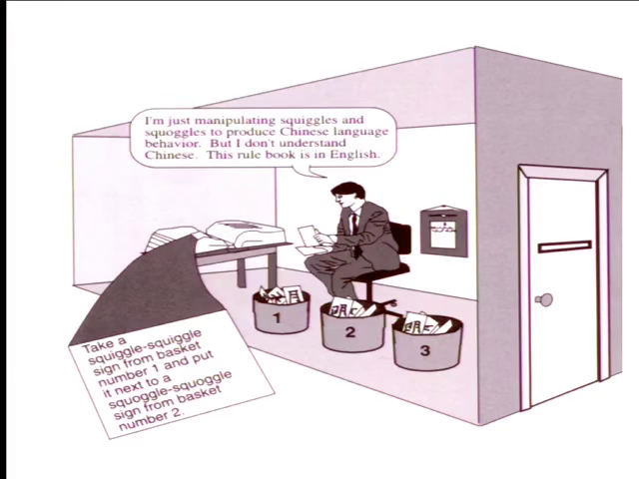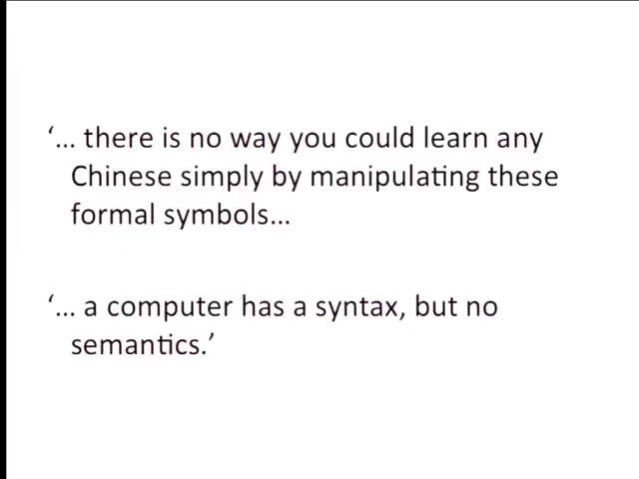So this just can't be what understanding a language involves. The whole computer model of the mind is a mistake. The whole AI project is a mistake. The whole of psychology is founded on a mistake. There's no way you could learn any Chinese simply by manipulating these formal symbols.